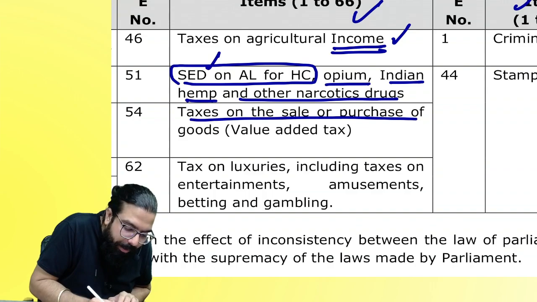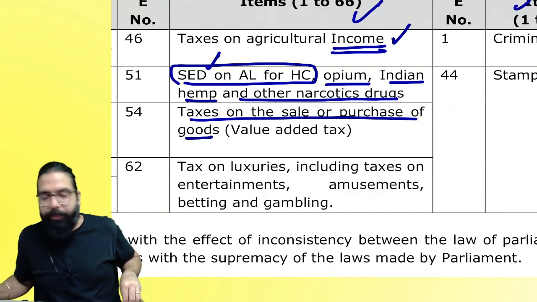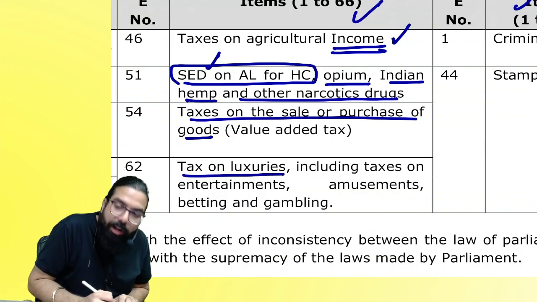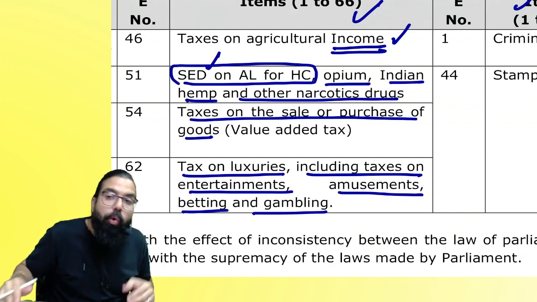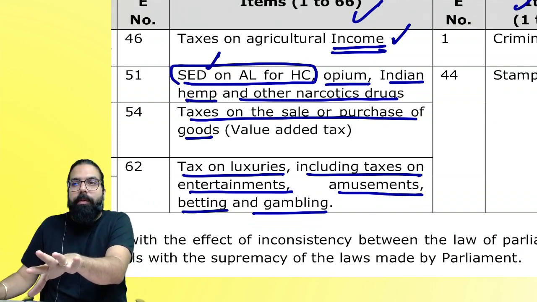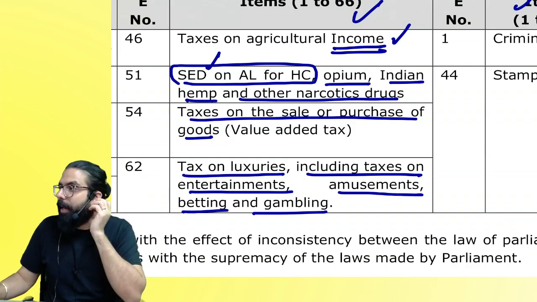Taxes on sale or purchase, that is VAT. Who is to go ahead and charge VAT? State government. So VAT ka law, who will make? State government. Taxes on luxury, including tax on entertainment, amusement, betting, gambling. Who can go ahead and charge all this tax? State government. But now they have gone ahead and got all these taxes into GST. Can I go ahead, everyone?